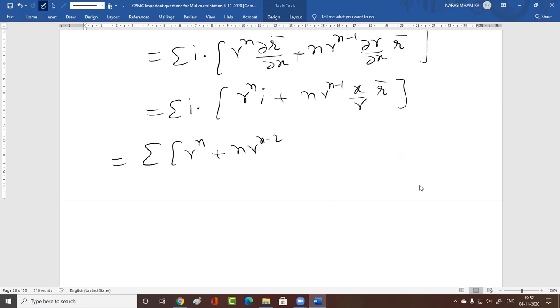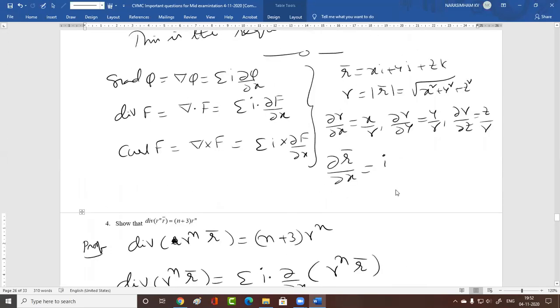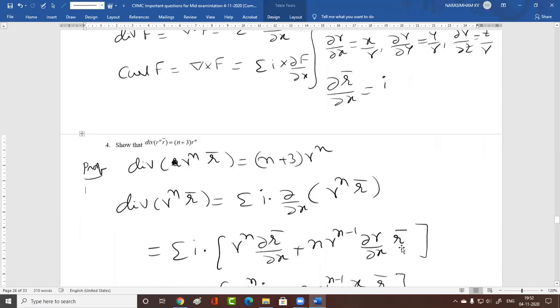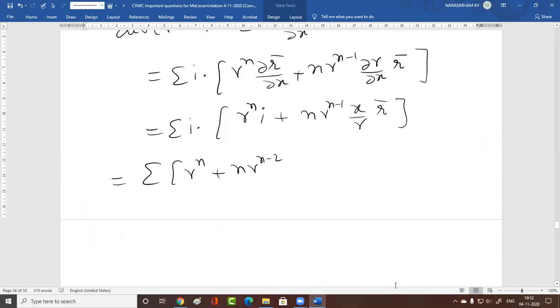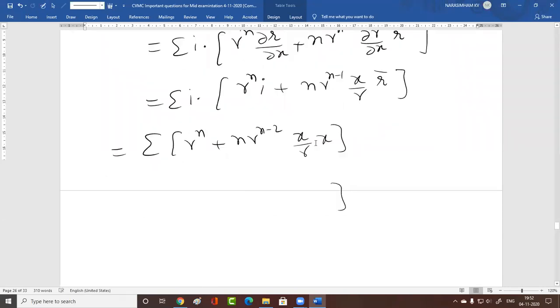Next, i dot r bar. Now this is another very important point. r bar equals xi plus yj plus zk, and the dot product with i is x. So i dot r bar equals x. Here x by r is also there, into x. Now it is correct.